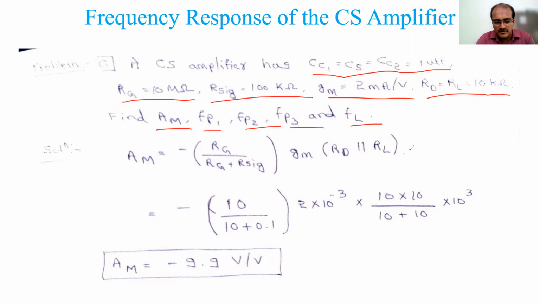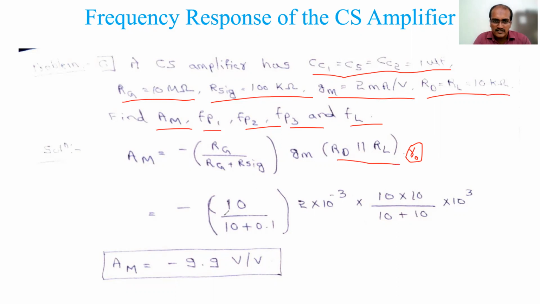RO is not considered in this analysis, right? Because the RO value is not given in the problem, and RO is not taken in the analysis. Actually, in the formula RO is there, but I have removed it. That's why it is RD parallel to RL. So now substitute the values.